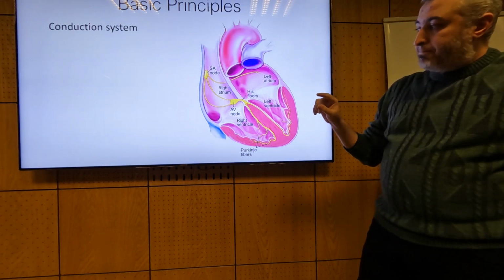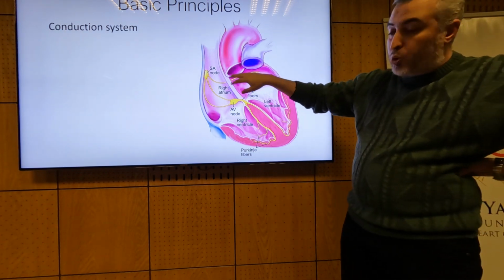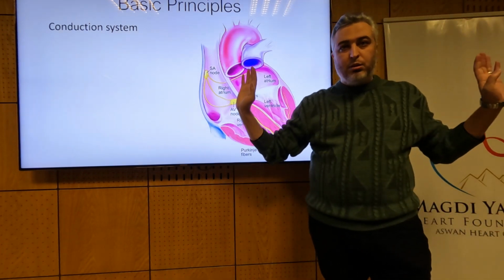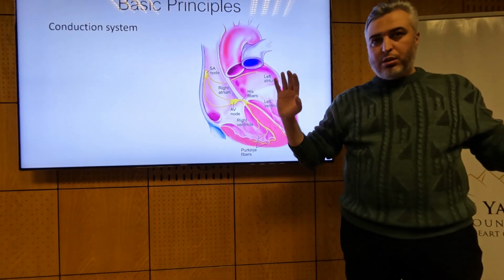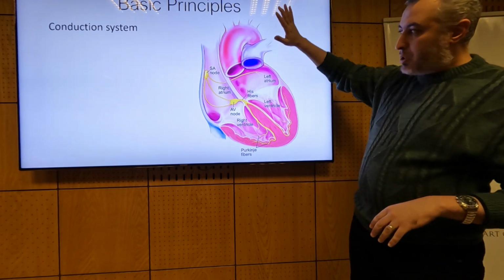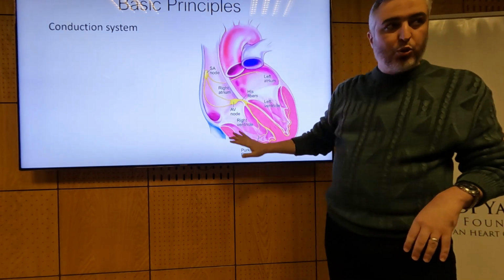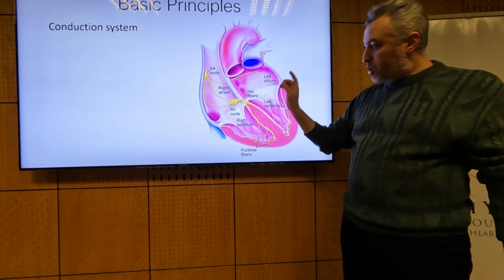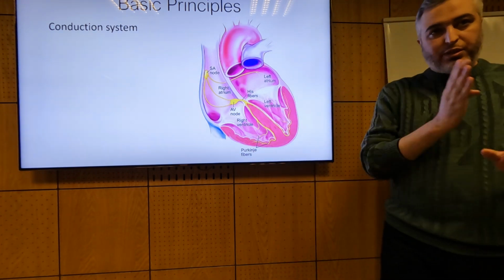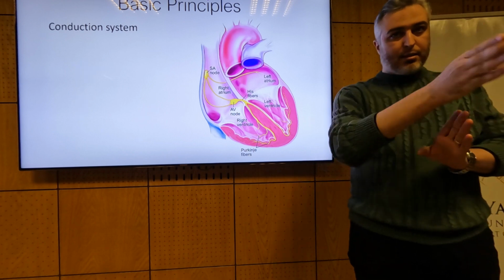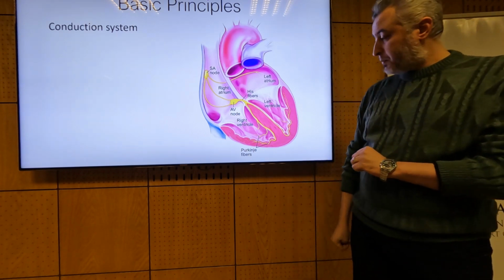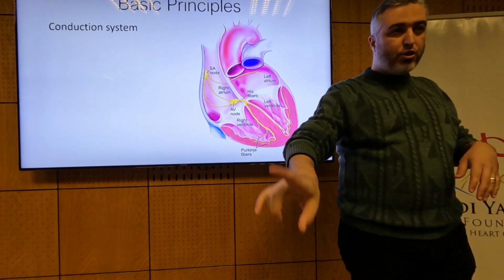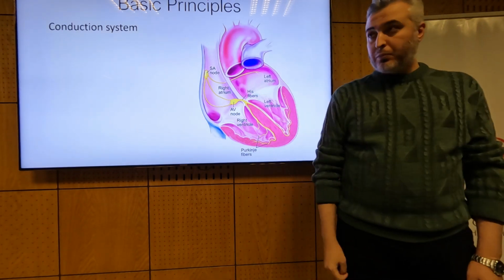But then the electric excitation needs to go to the ventricle, and it faces a fibrofatty insulation. So electricity cannot pass from atrium to ventricle except through a single channel, which is the bundle of His. The bundle of His crosses that fibrofatty insulation, and then it will branch into a right bundle branch and a left bundle branch.